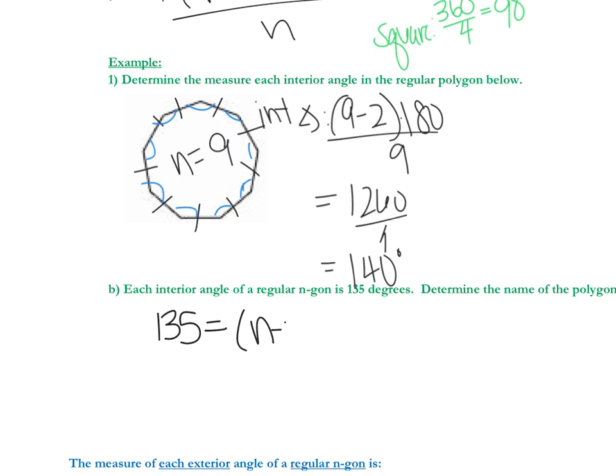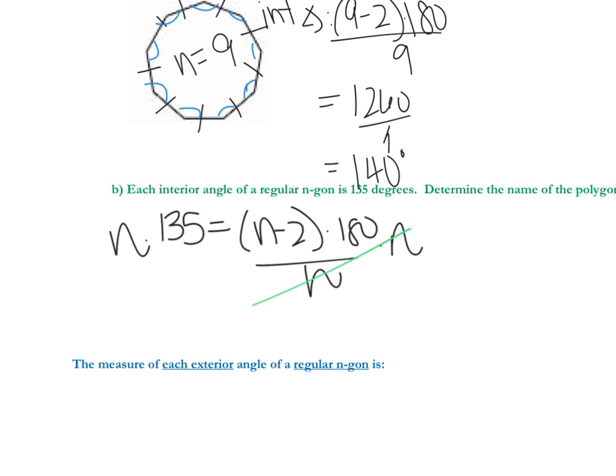We're going to do n minus 2 times 180 divided by n. Since I have an n in the denominator and an n in the numerator, I need to get rid of that n. So I'm going to multiply both sides by n. This side's going to cancel out. So I have 135n equals n minus 2 times 180.